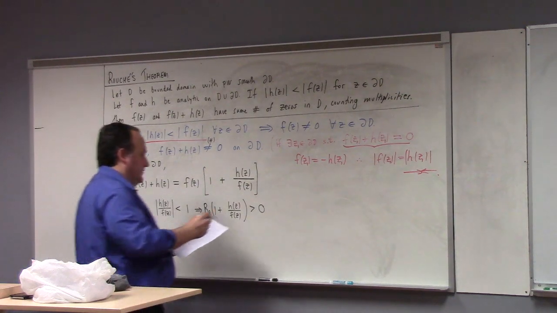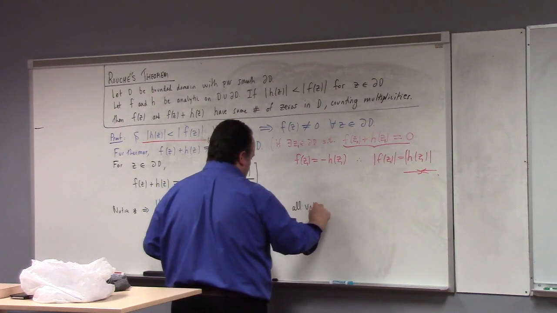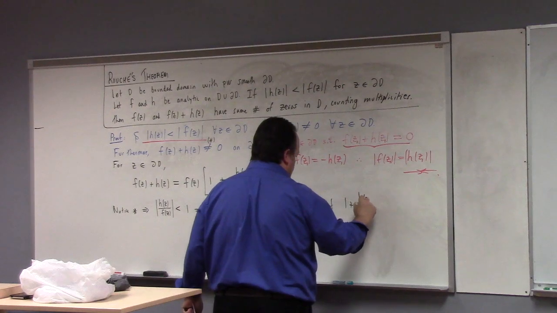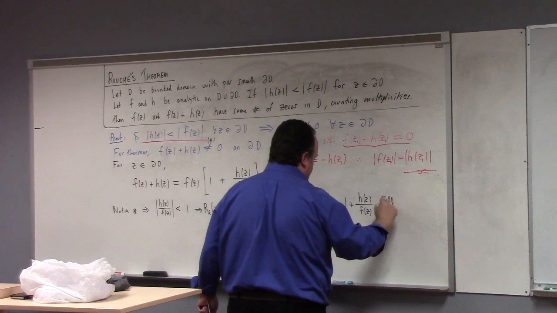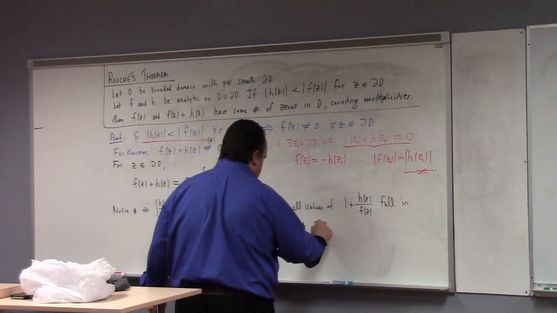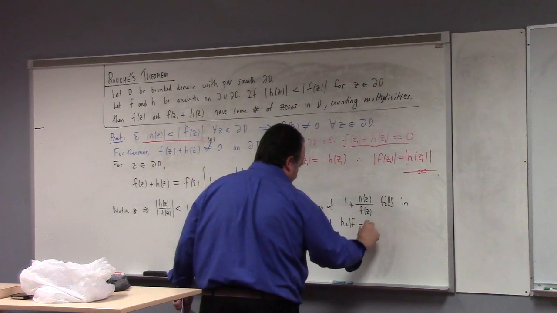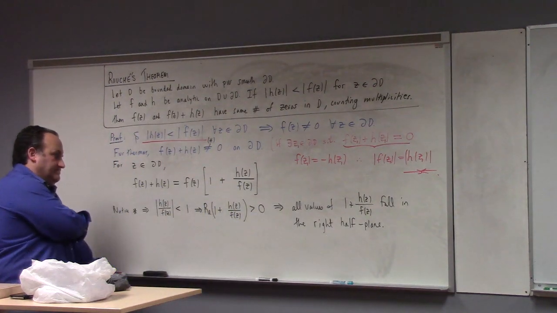So let me put that into words. This tells me that all the values of 1 plus the quotient h of z over f of z fall in the what? The right half plane. Okay.